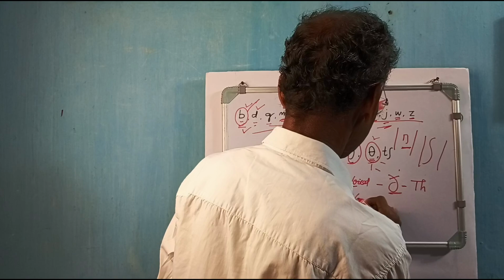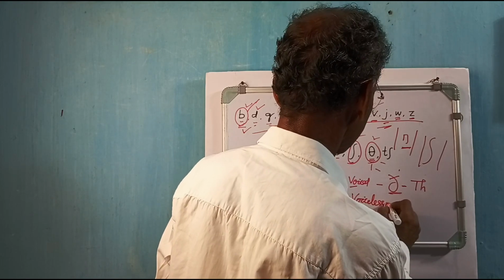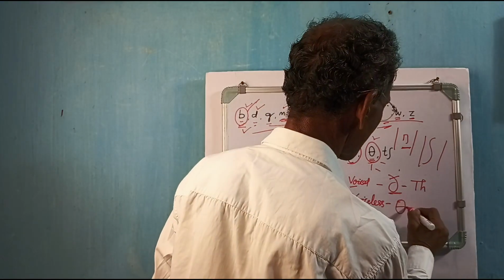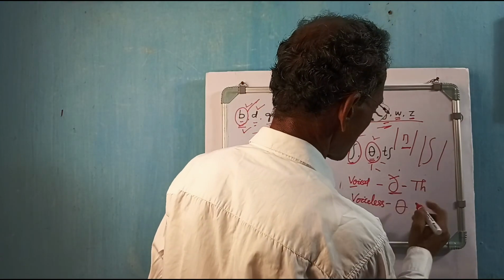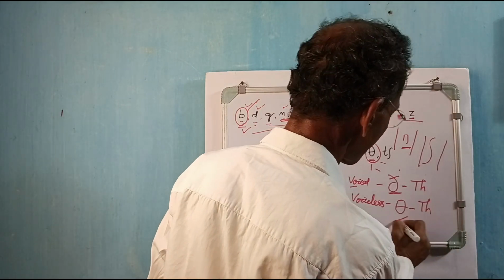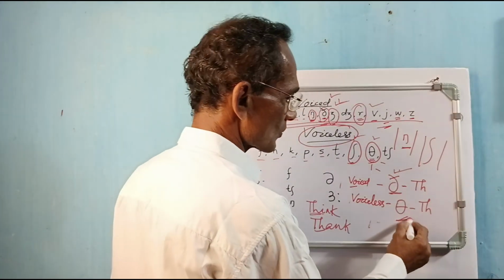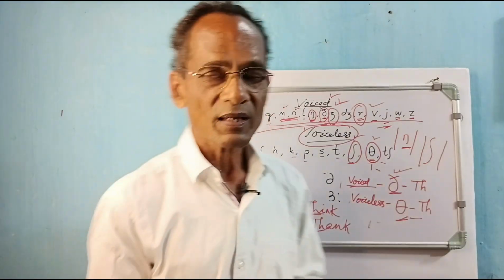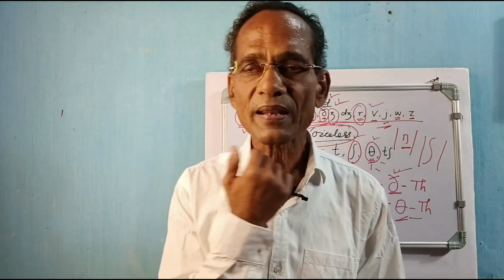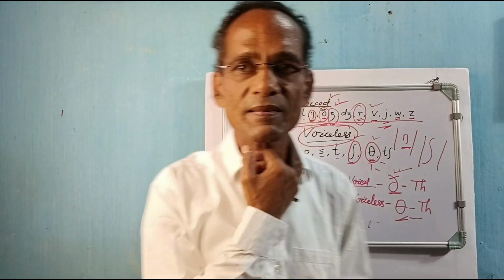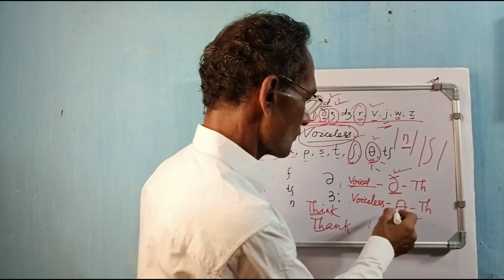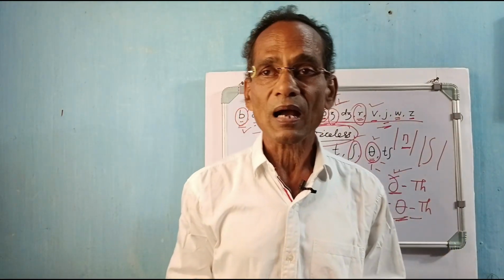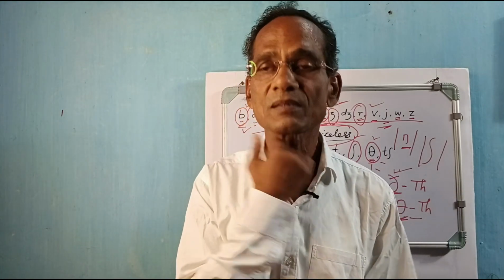Then voiceless. Voiceless th sound, this sound. This is also th sound. But this is voiced. When you make this sound, our vocal cords vibrate, and this is voiceless. When you create this sound, our vocal cords don't vibrate.